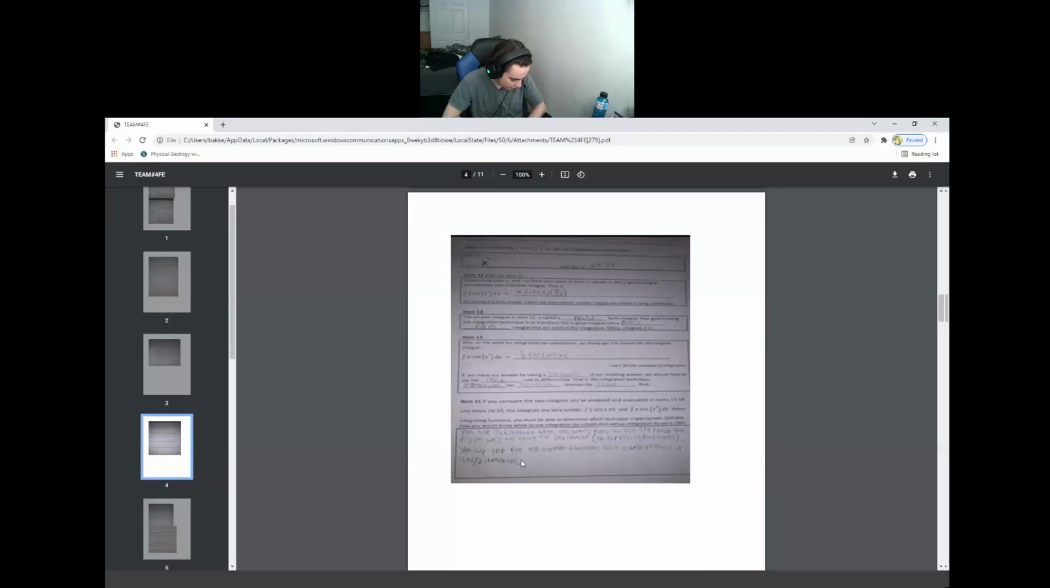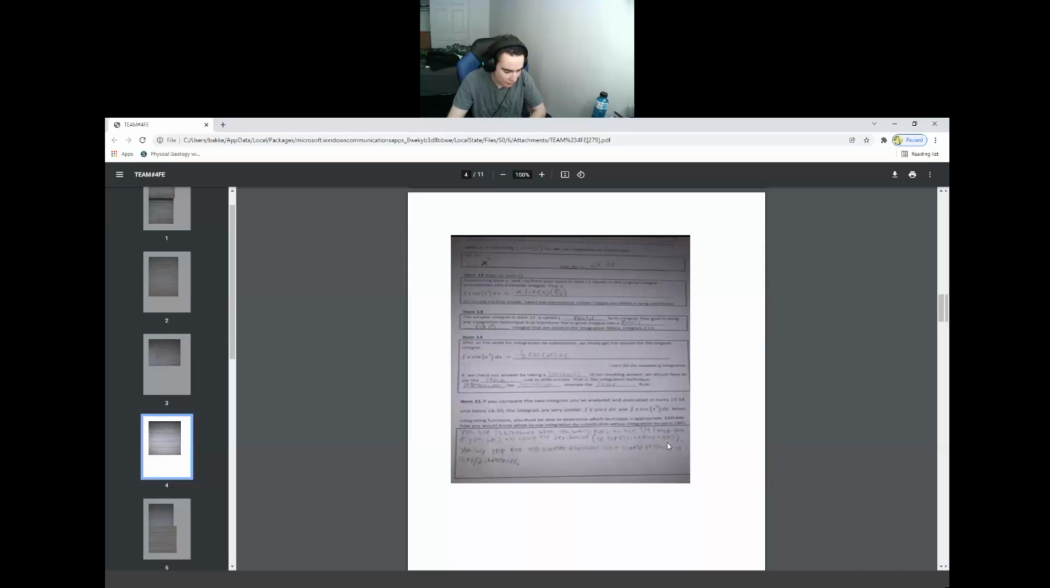So the integrals are very similar. When integrating functions, you must be able to determine which technique is appropriate. Explain how you would know when to use the integration by substitution versus integration by parts. This is my answer here. I'll read that because on top of bad handwriting, it looks like it wasn't all that great of a picture. So I state that you use substitution when you would need to use the chain rule if you had to take the derivative, and then in parentheses I say, on composite functions.